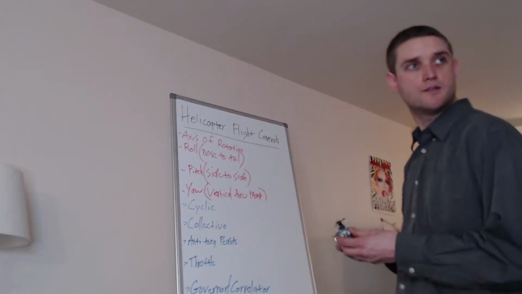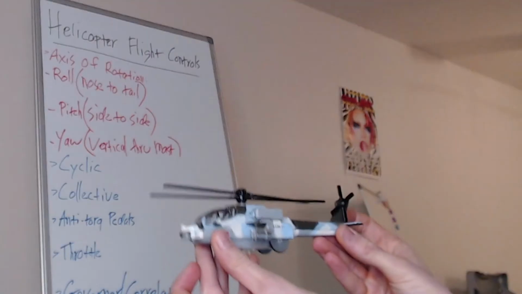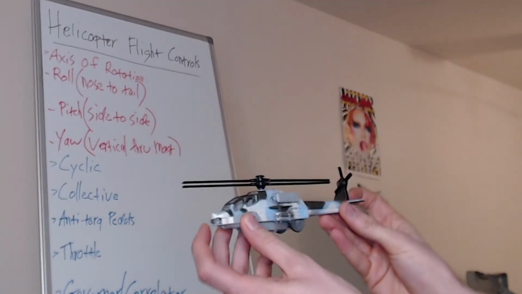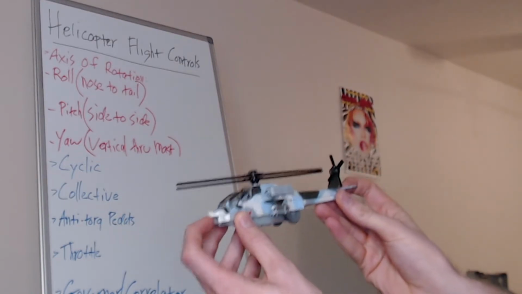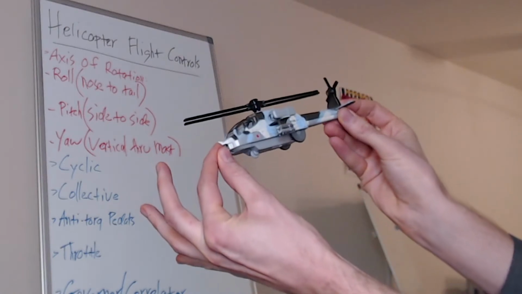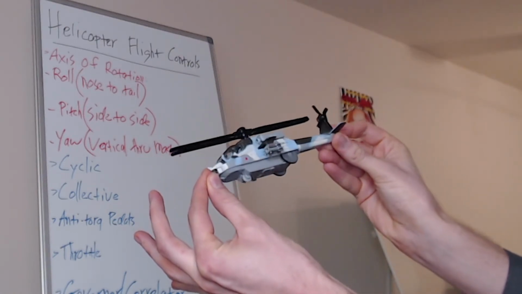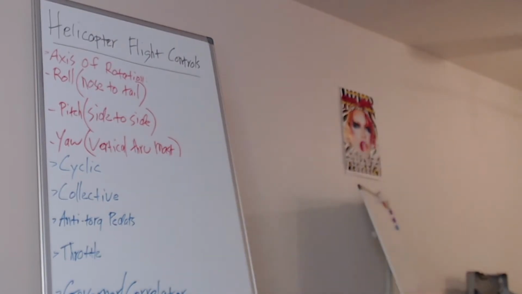Alright, first thing we're going to go over is roll. In a helicopter, imagine you had a cable running from the nose to the tail. If you were to move the helicopter around that cable, that would be considered roll.